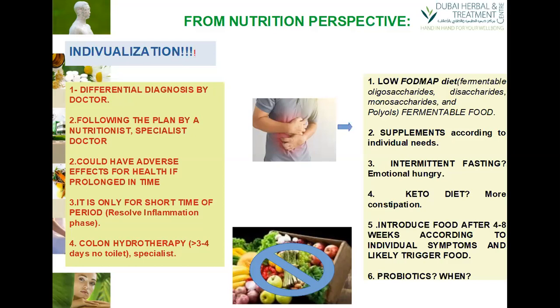Also, we need to pay attention with probiotics, because everyone is prescribing probiotics, but probiotics also have to be chosen according to individual needs, because we need to know which kind of species are in the probiotics. And sometimes in the first phase of food elimination, probiotics can make the symptoms worse. So maybe it's not suitable to introduce probiotics in the first phase. We need to find out which kind of probiotics are specific for the individual needs, after we complete this phase, after 4 to 8 weeks, when we have reduced our gut inflammation.